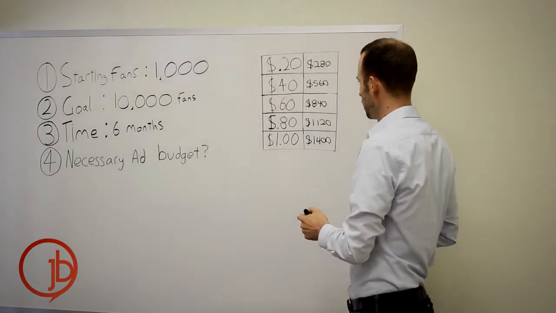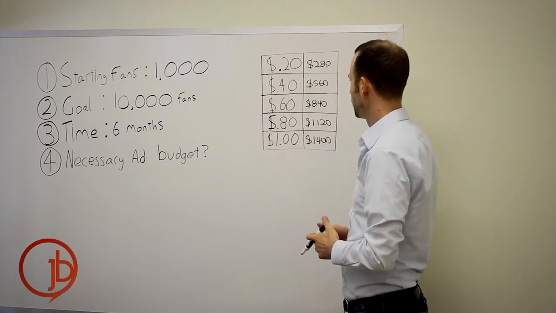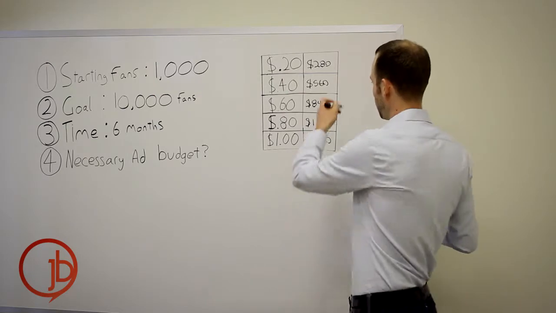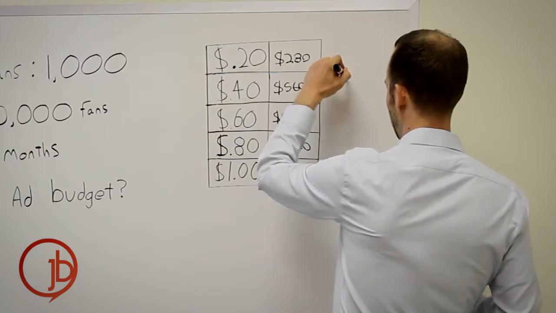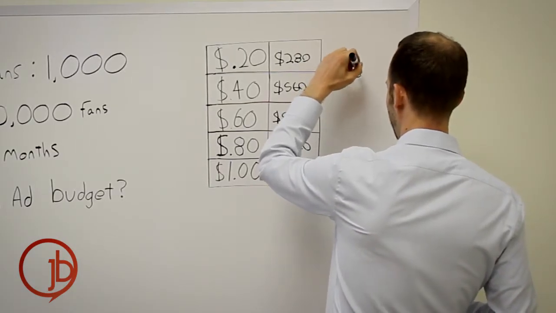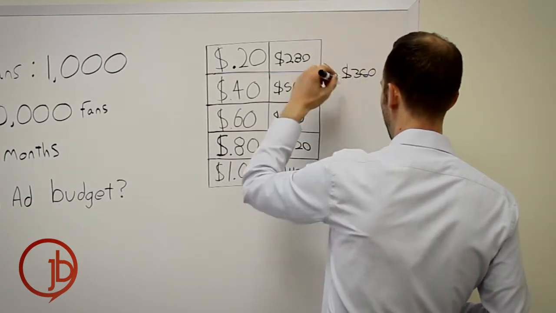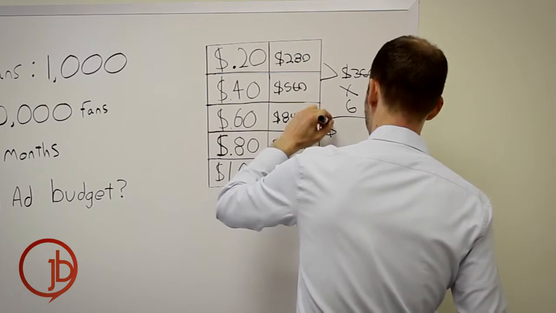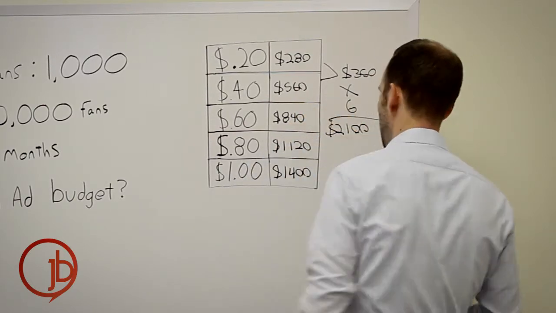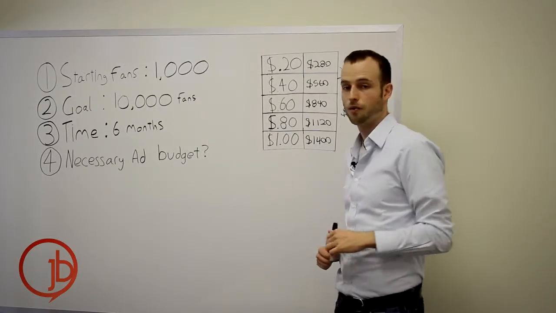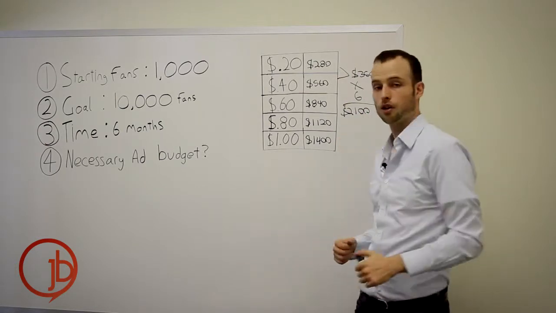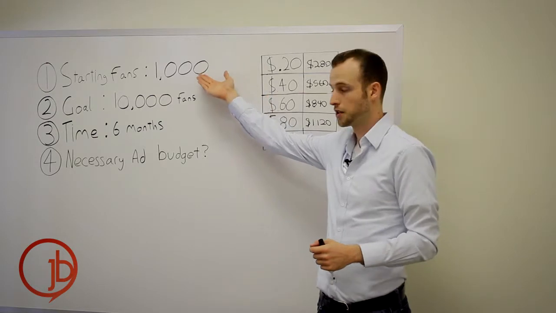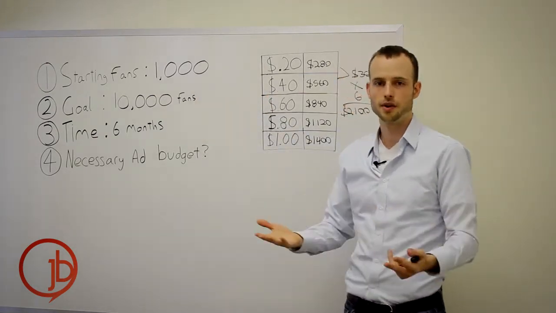20 and 40 cents. So somewhere between $280 and $560. I'm going to say it's going to cost about $350 per month times 6 equals $2,100. So we need to have a $2,100 budget for 6 months in order to raise the number of fans from 1,000 to 10,000 in this theoretical example.